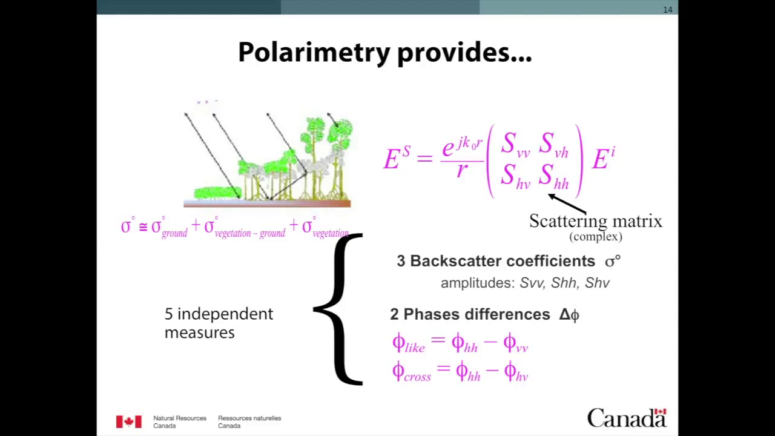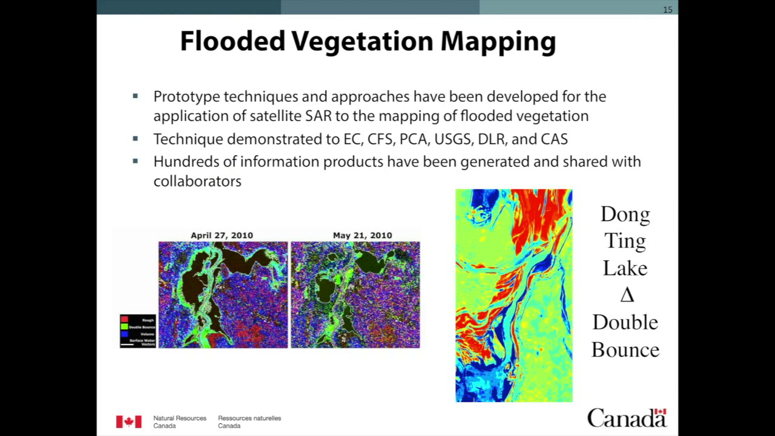And this is important for the flooded vegetation aspect. And we're not going to talk too much more about that during this workshop or tomorrow. We're focusing more on thresholding for surface water and interferometry for water level. But I think it's important to understand polarimetry has a big role for wetlands as well.